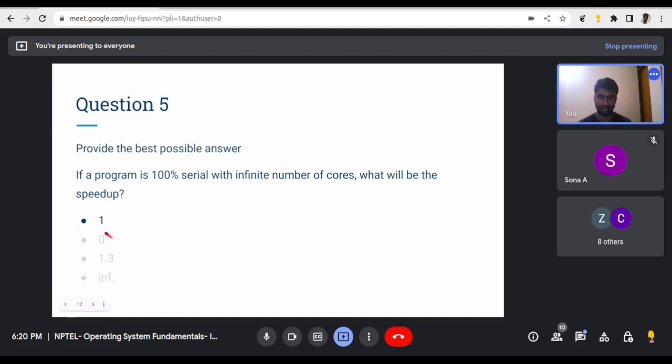It will not be 0. If the speed up is a fraction of the earlier execution time, it cannot be 0, it will be 1. So there will be no speed up, but in numerical terms we say that the speed up is 1. Okay, so let's move on to the next question then.